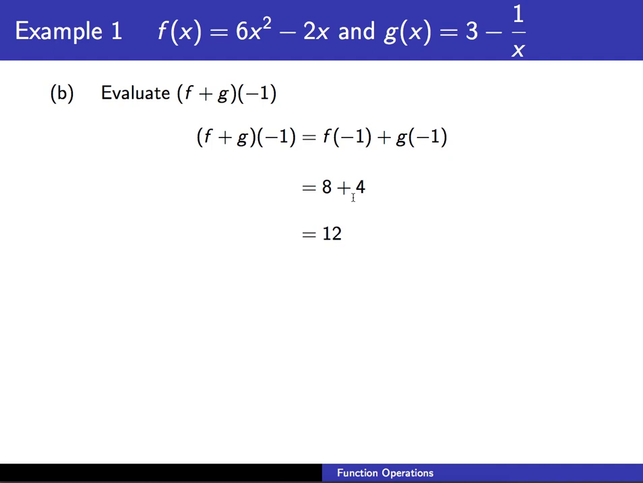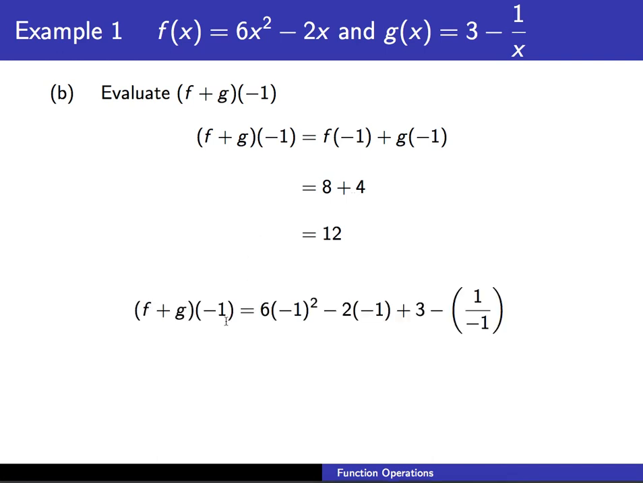Another option we have is, since we already figured out what f plus g of x is, we can just plug that negative 1 into f plus g of x. So 6 times negative 1 squared plus 2 times negative 1 plus 3 minus 1 over negative 1, and that also gives us the same answer of 12. So either one of these two methods we can use to evaluate the sum, in this case, of a function at x equals negative 1.